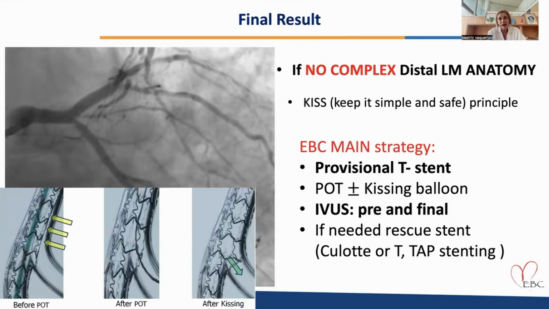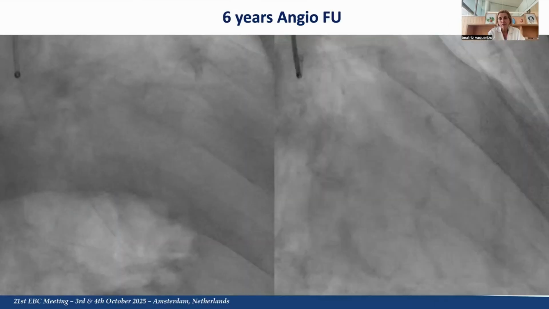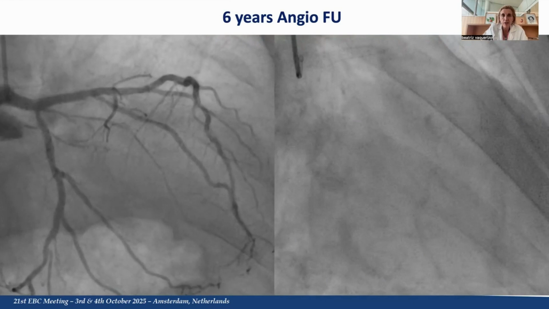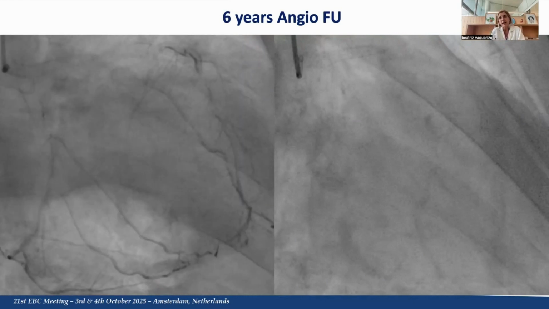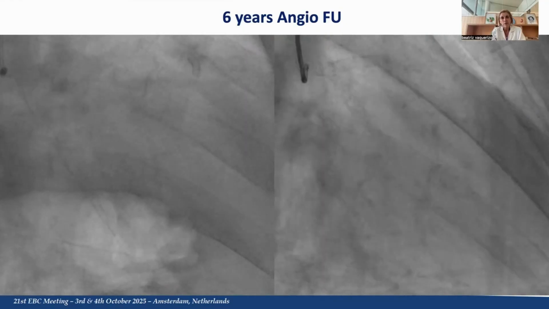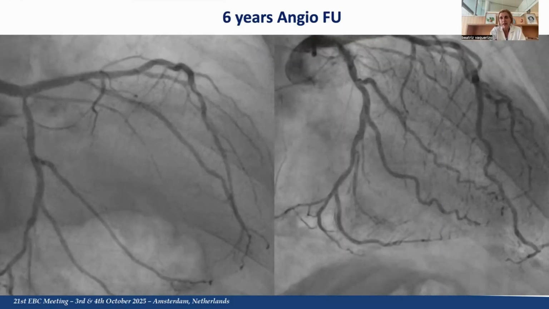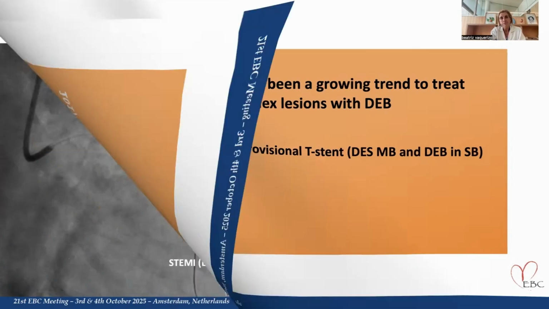So here you have the final result, the IVUS final result, and also we have the long-term follow-up because that patient came to the hospital with a type 2 myocardial infarction related to atrial fibrillation. And you can see that the ostium of the left circumflex was similar to the final result. And this one is a more contemporary approach.